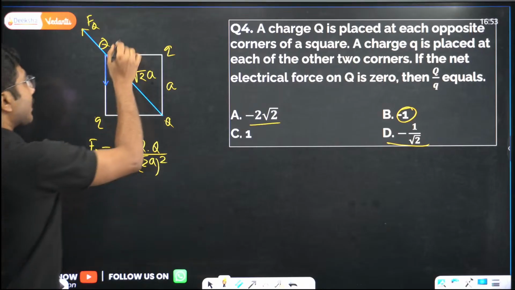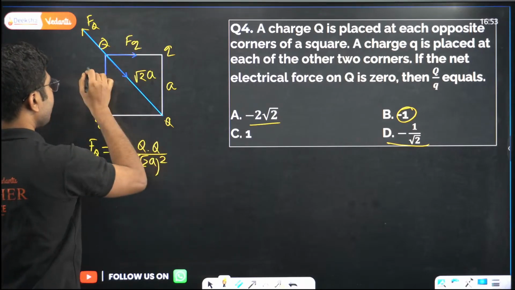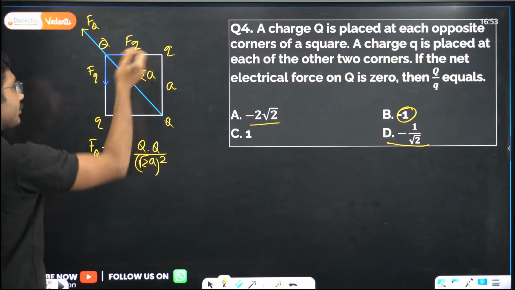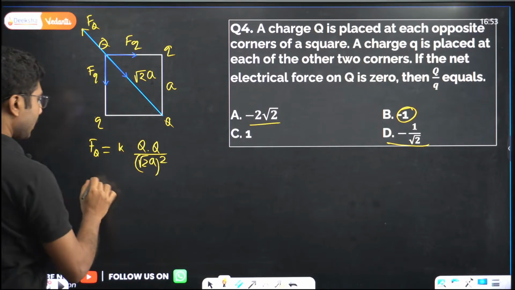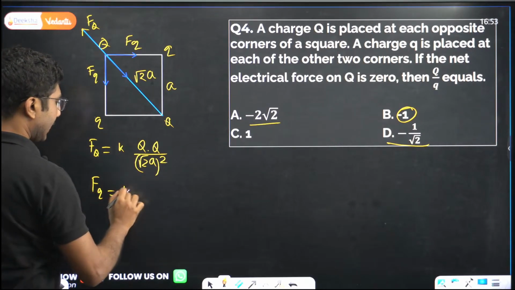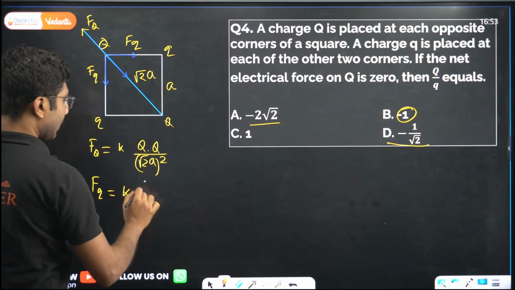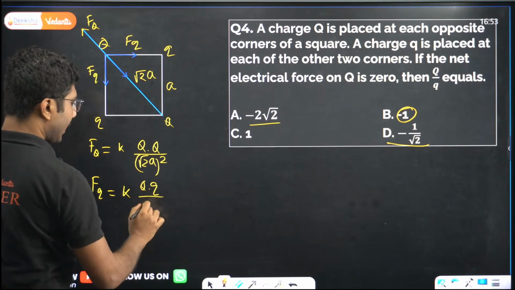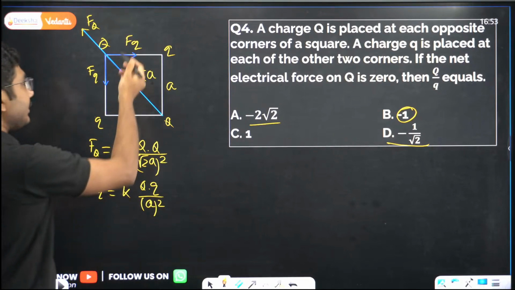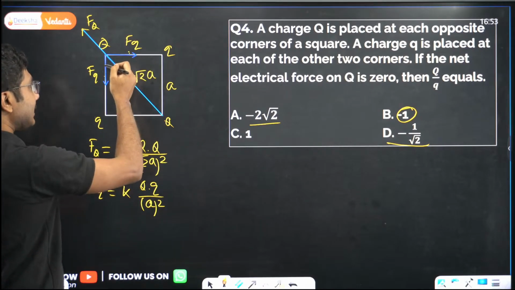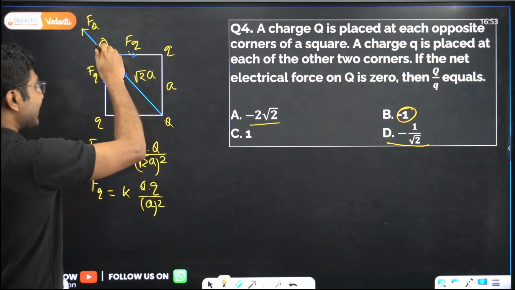What about this force? F small q. Obviously these two forces will be equal, as they are equidistant from the charge. So F small q should be K capital Q into small q divided by a squared. Now these two are acting at right angles. This angle is 90 degrees. So what is the resultant?